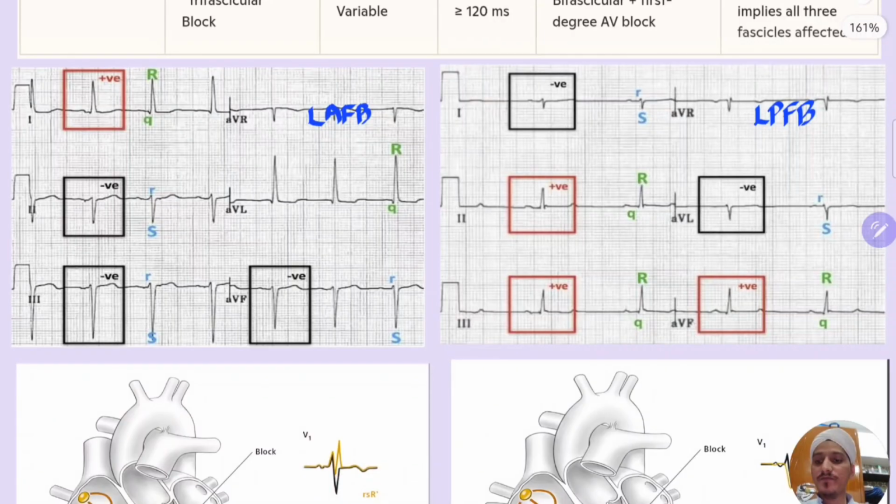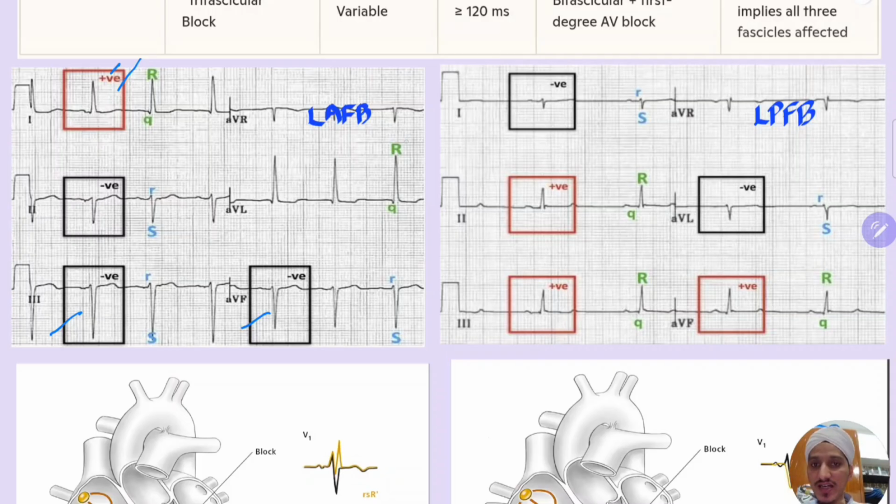Already marked. See here, 1, 3 and AVF. I said in the previous class, whenever there is axis deviation, you should see 1, 2, 3, AVF. These 4 leads you should see. So you can see they are leaving each other. So there is left axis deviation, and the vector is towards the left side. So now R should be more in 1 and AVL. That means QR pattern should be in 1 and AVL and RS pattern should be in 2, 3, AVF. So that we will see.